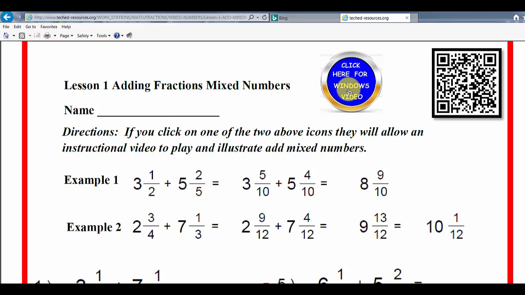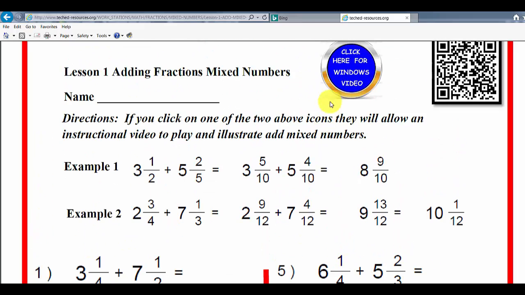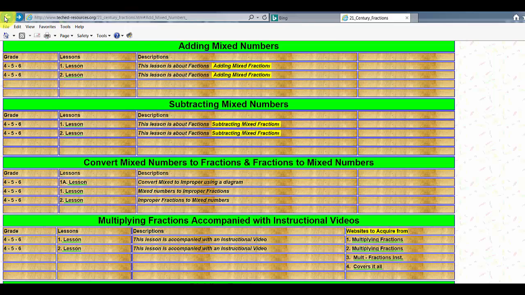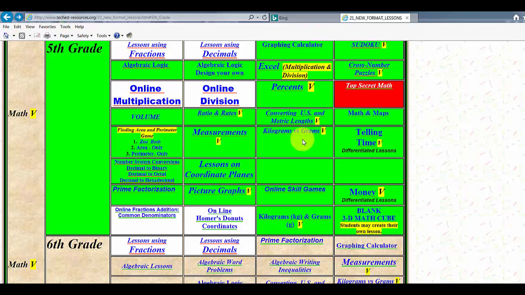So the student can play the video. It will explain how to do it. They pause the video, and then they can do the rest of the lesson, and then continue playing it, and it will provide them with the answers. So it's all self-contained. Now, there's other things on here for fifth grade, obviously.